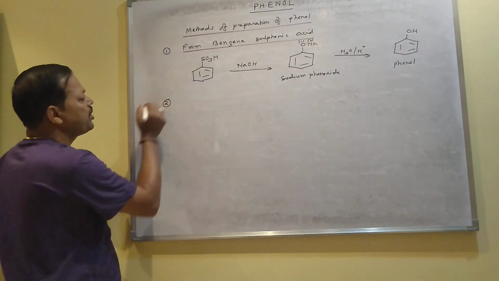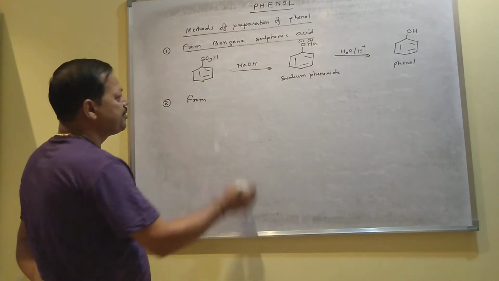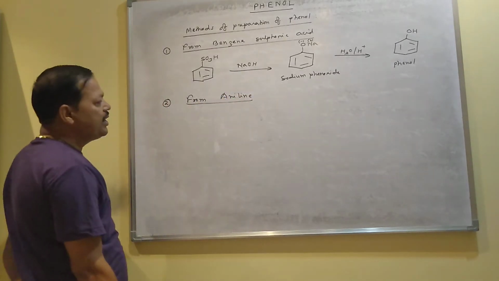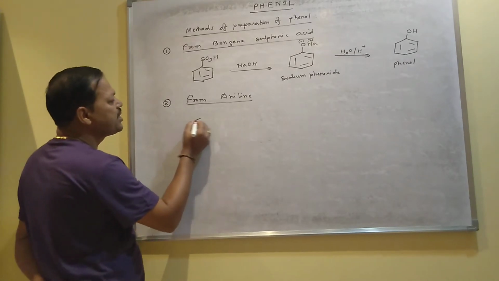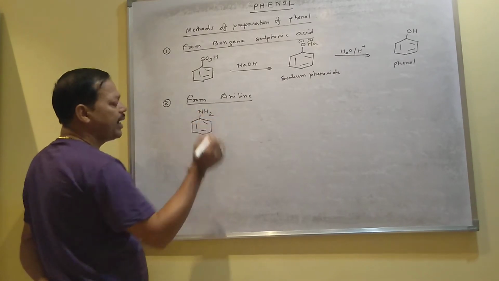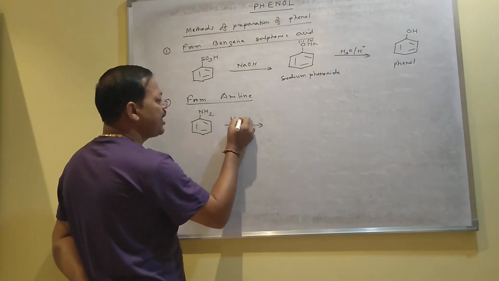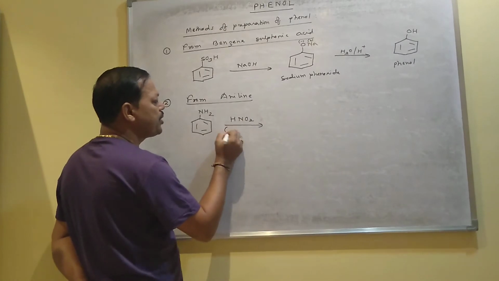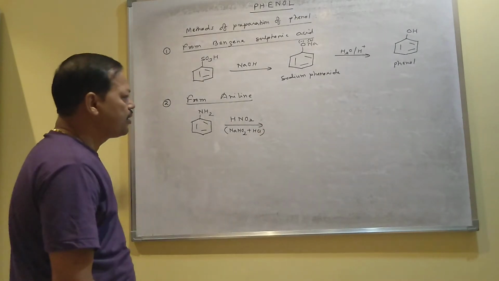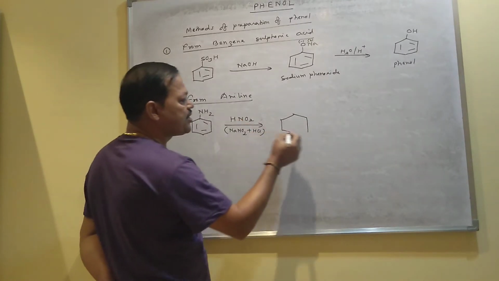Second method to prepare phenol, from aniline. Aniline is one of the aromatic amines. When the benzene ring contains an NH2 group, the compound is called aniline. When this aniline reacts with nitrous acid, HNO2, and nitrous acid is prepared by mixing NaNO2 and HCl, then first it produces a salt. This is not nitric acid, this is nitrous acid.